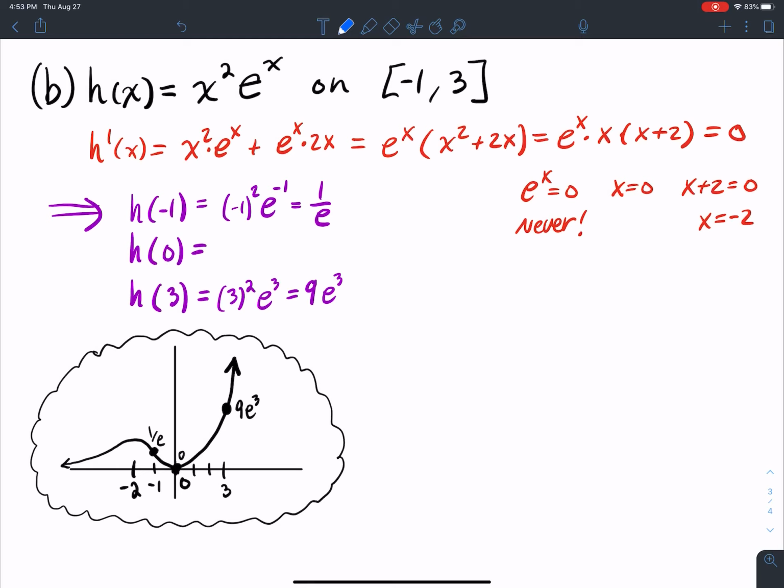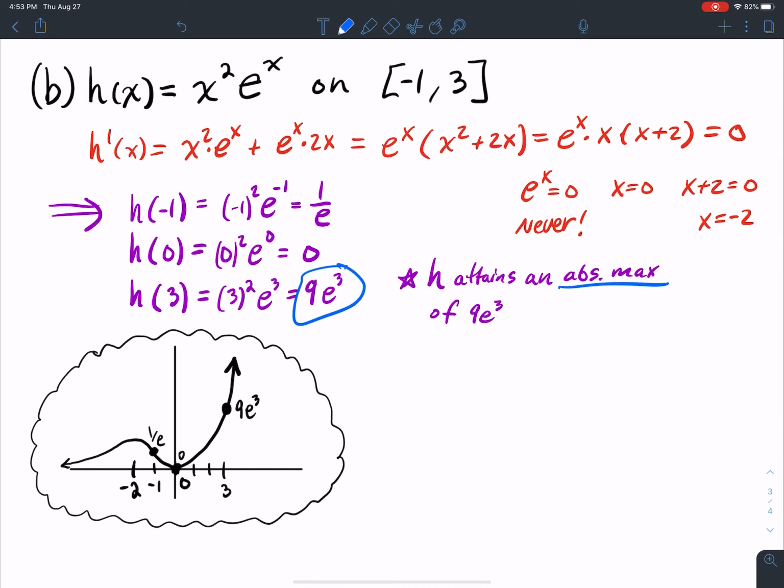So I'm going to plug in 0 for x into h. If I plug in 0, I get 0 squared times e to the 0, which is 0. So this looks like the critical point here and the endpoints here. What is the biggest number? What is the smallest number in this list? Well, the absolute maximum is this big number right here, with that 118 or whatever that number was. I don't even remember now. That's the biggest, right? That occurred at x equal to 3.